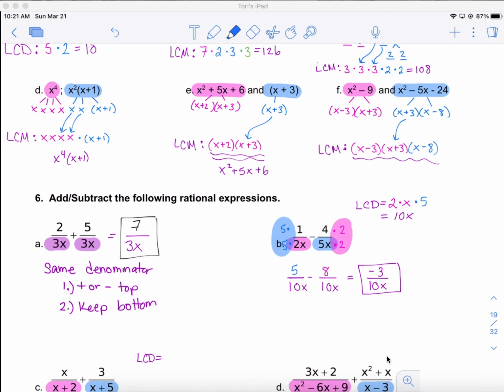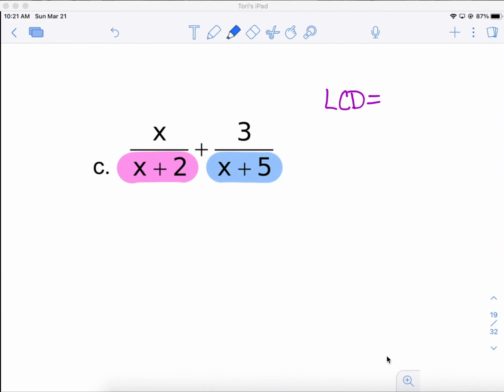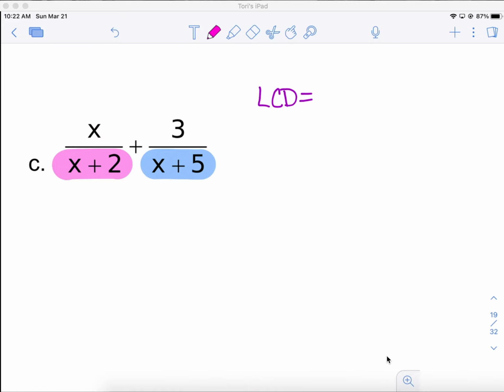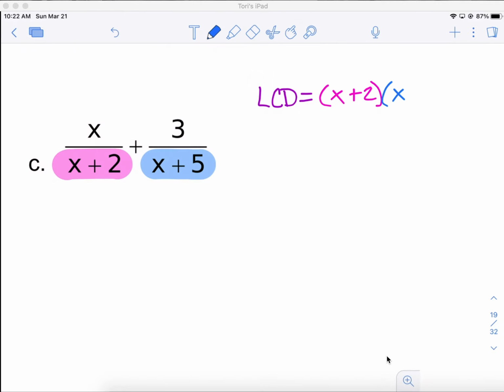We're going down to the bottom. All right. We're starting to get a little spicy now that these are actual polynomials, or in this case, binomials. So I want to go really slow. I highlighted the first fraction's denominator and the second fraction's denominator in two separate colors. There is nothing that I can factor for x plus 2. It's already done. There is nothing that I can factor for x plus 5. It's already done. So when I'm trying to come up with my least common denominator, to make the pink, I need an x plus 2. To make the blue, anything additional would be the x plus 5.